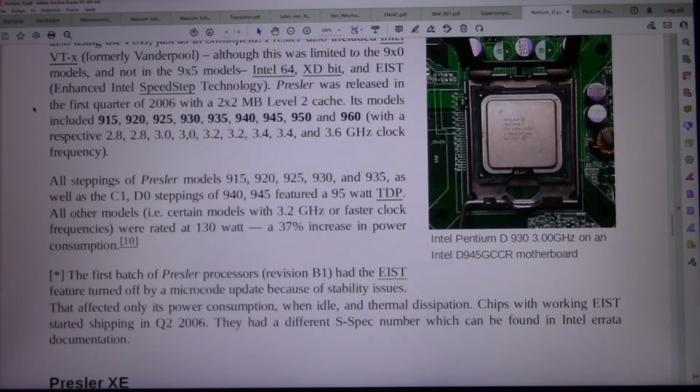All steppings of Presler models 915, 920, 925, 930, and 935, as well as the C1 and D0 steppings of 940 and 945, featured a 95-watt TDP. All other models, i.e. certain models with 3.2 GHz or faster clock frequencies, were rated at 130 watt, a 37% increase in power consumption.